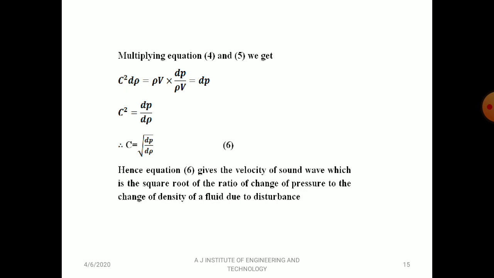That is equal to the square root of the rate of change of pressure to the change of density of the fluid due to disturbance. Rate of change of pressure means dp, rate of change of density means d rho. So it is given by c equal to square root of dp by d rho. That's equation 6. Just remember this equation.